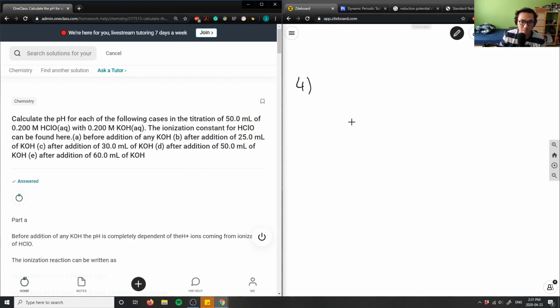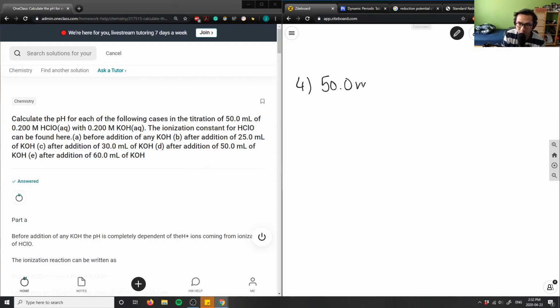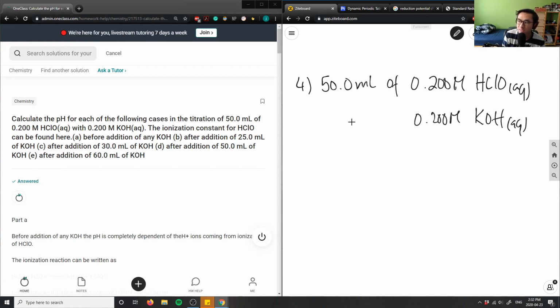Titration of 50 milliliters. Okay, so let me write out these constants here. I have 50 milliliters of 0.200 molar hypochlorous acid, with 0.20 molar KOH, which is potassium hydroxide. This is a weak acid, strong base titration, right? Hypochlorous acid is a weak acid, and then I have a strong base. So it's a classic weak acid, strong base titration.